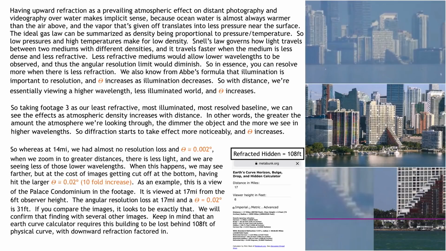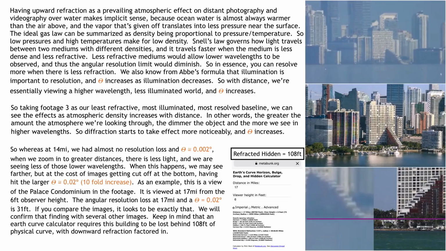So as an example, this is the view of the Palace condominium in the footage. It is viewed at 17 miles from the 6-foot observer height. The angular resolution loss at 17 miles and a 1 arc minute angle of resolution is 31 feet. And if you compare the images, it looks to be exactly that, about 30 feet. We will confirm that finding with several other images, but keep in mind that an earth curve calculator requires this building to be lost behind 108 feet worth of physical curve, with downward refraction even factored in. So I've put that screenshot of the Metabunk earth curve calculator there.